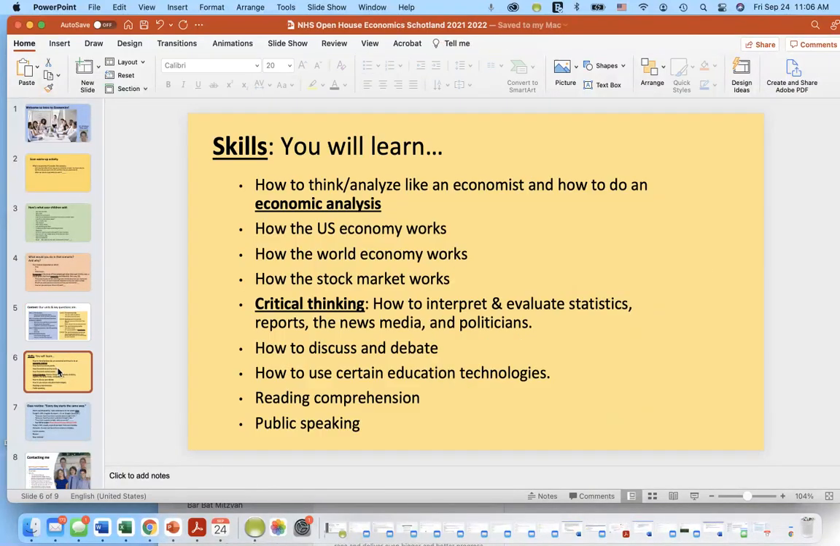As for the skills, students learn how to think and analyze like an economist and how to do an economic analysis, especially focusing on a cost benefit analysis. We learn how the US economy works, how the world economy works, and how the stock market works. And there's a lot of critical thinking. Students learn how to interpret and evaluate statistics, reports, the media, and politicians' claims. Lots of discussions and debate, reading comprehension, and public speaking.